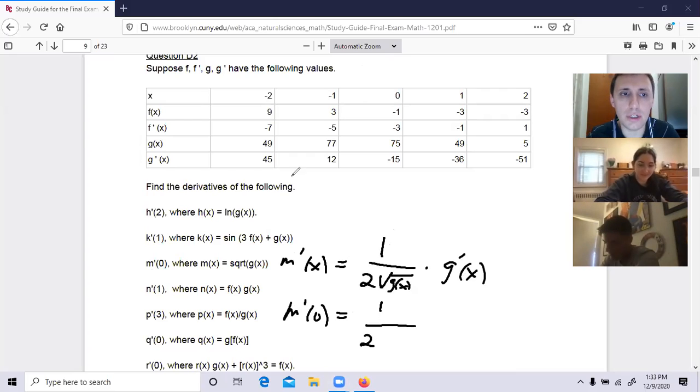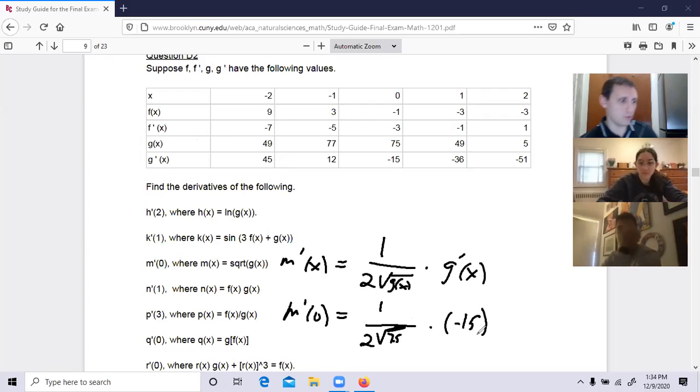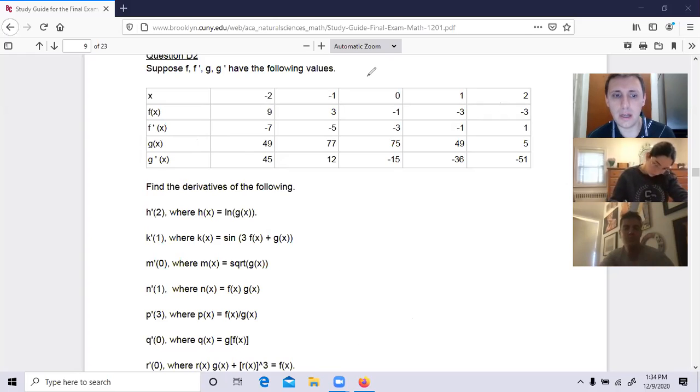It means 1 over 2. What is g of 0? G of 0 is root of 75. 2 root 75. Yeah. Multiplied by what's g prime of 0? G prime of 0 is minus 15. So it's minus 15 over 2 root 75. Good? So you just have to be very careful. Let's clear. Now your next task is n prime of 1.